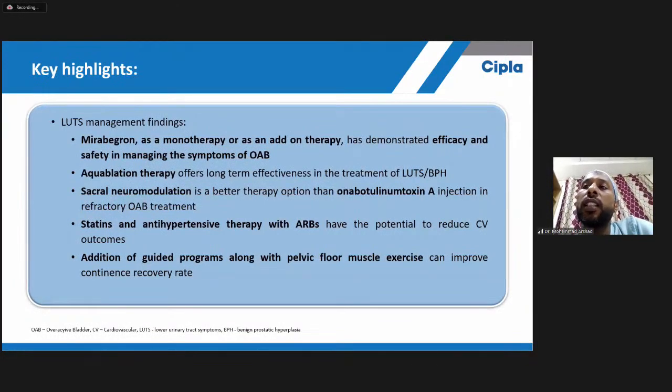In that condition, it is done in BPH. Otherwise, it's not done for overactive bladder itself. Sacral stimulation is a better therapy option than onabotulinum toxin injection in refractory overactive bladder. And treating comorbidities decreases the risk of overactive bladder symptoms. And addition of a guided program along with pelvic floor muscle exercise can improve the continence recovery rate.